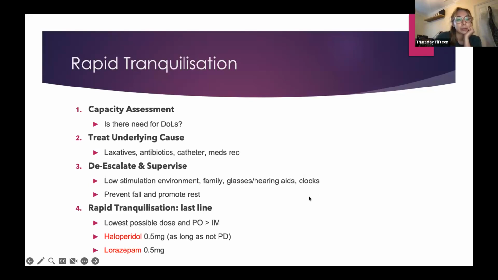And then rapid tranquilization is your last line. So you want to use the lowest possible dose. Oral is preferred over IM, and then 0.5 mg of haloperidol or 0.5 mg of lorazepam. There are often trust guidelines for rapid tranquilization, and documentation in this scenario is really important to make sure that medicolegally you're demonstrating that you're considering, does this patient have capacity? Have we tried everything else first?